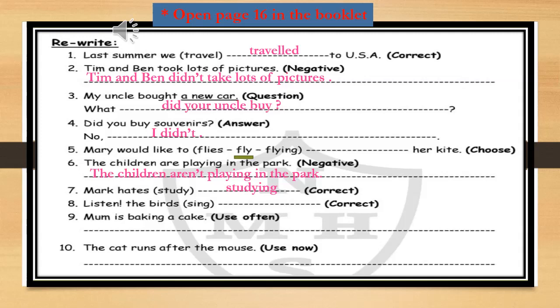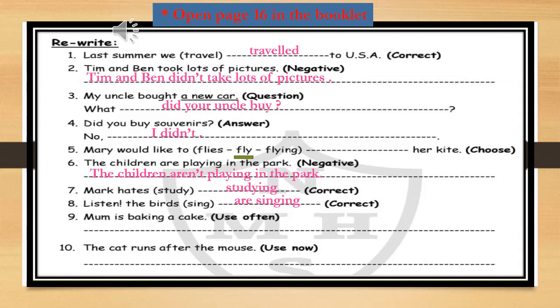Number 8. Listen, the birds singing. Correct. Where is the key word? Listen. We have to put present continuous. So, listen, the birds are singing. Can you remember the present continuous tense? Am or is or are plus the verb plus ing.